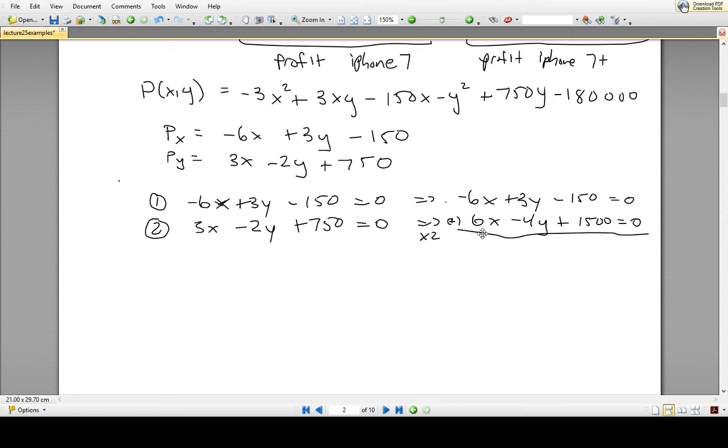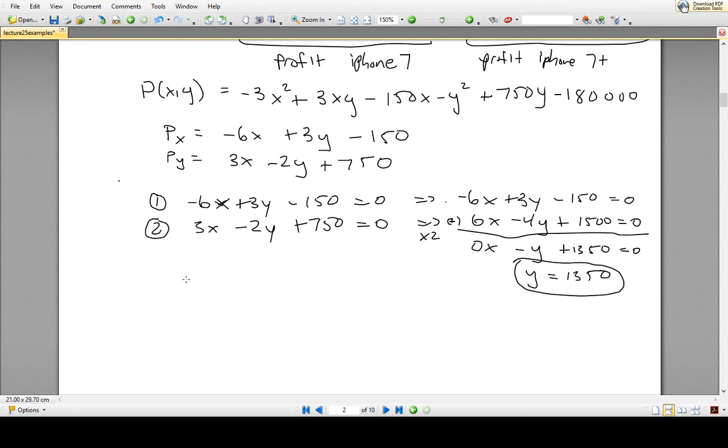Negative 6x plus 6x is, of course, 0x. 3y minus 4y is negative y. Negative 150 plus 1,500 is equal to plus 1,350, and that equals 0. And if I rearrange this, what I end up with is y is equal to 1,350. So there is the price that I would like to sell the iPhone 7 Plus for.